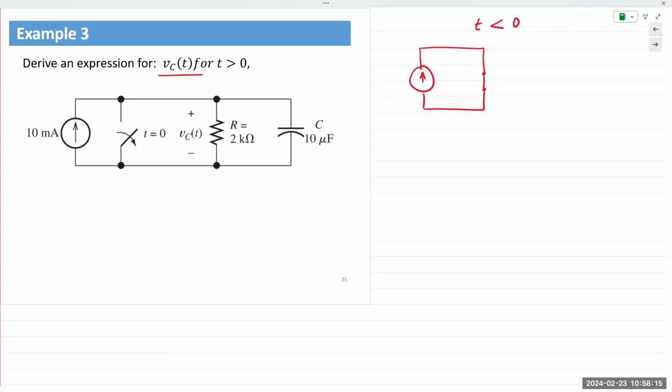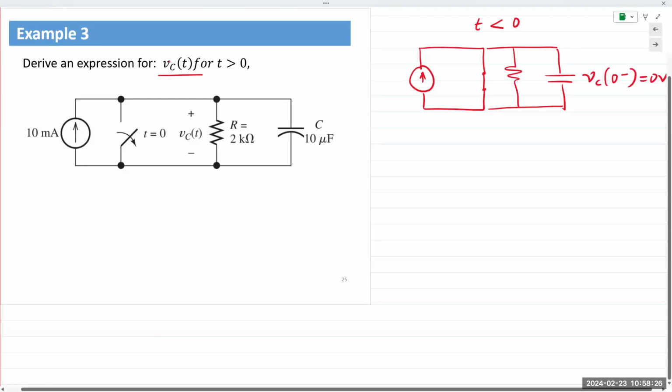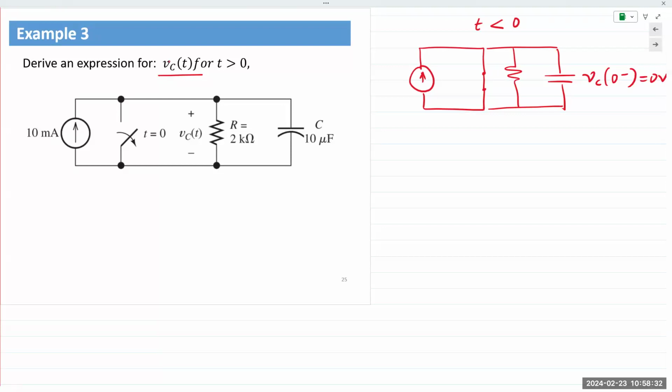Capacitor is basically not part of the circuit at all because there is a short circuit. So VC at 0 minus is 0 volts. That's the only reason it's shown this way. Now the switch is flipped at time t equal to 0. So for time t greater than or equal to 0, the switch is flipped and the capacitor begins charging through that resistor. 10 milliamps and 2 kilo ohms.